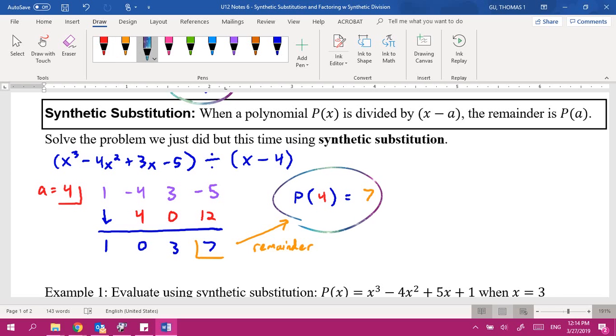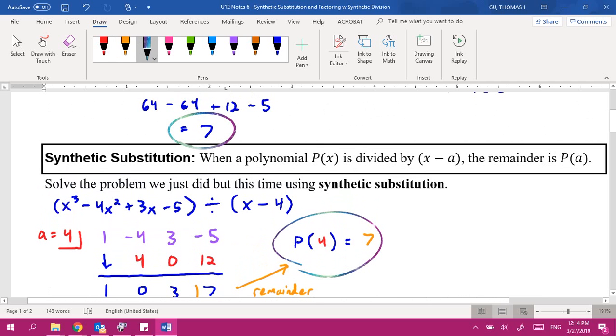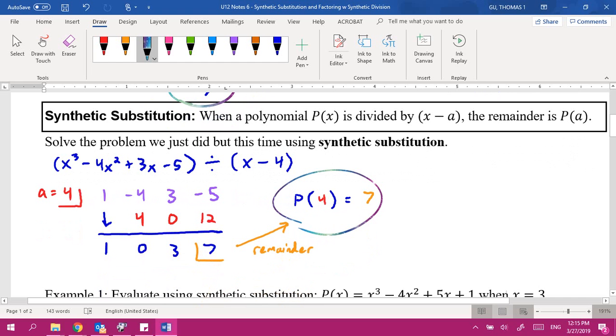So this is the exact same problem we just did, and look, we got the same answer both times, right? Using the remainder theorem and some synthetic substitution, we got the same answer, 7. P of 4 is 7 both times. First version, we just did normal substitution, we plugged in 4. The second version, we used synthetic substitution. We're just using it for different reasons now. We're using it for different applications.